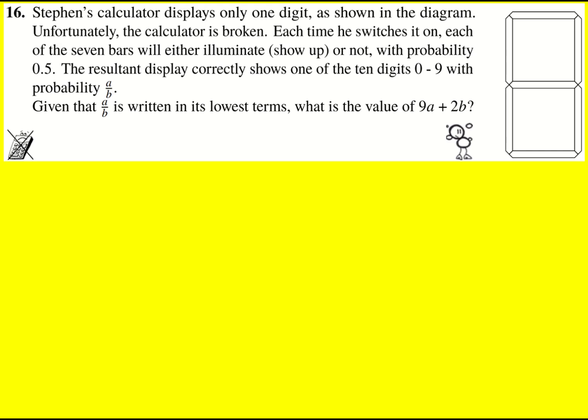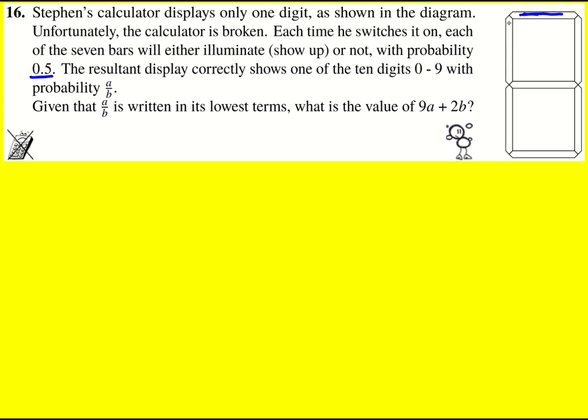I had to read this question a few times, to be honest, to get my head around what was going on. So I understand that we've got 7 bars, and they're either going to be on or off, and it's completely random. There's just a probability of 0.5, and then the resultant display, the probability that it correctly shows one of the 10 digits 0 to 9 is what we're trying to work out basically.